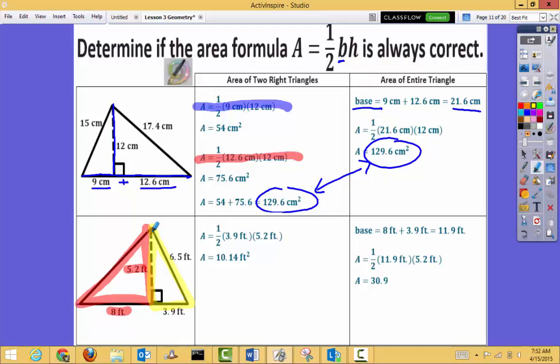So 6.5 and 3.9. So when I multiply them out, I get 20.8. And my area of the whole entire triangle is I add these 2 together. So when I add them, I get 30.94.